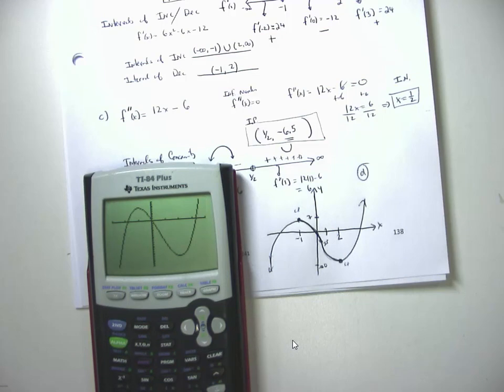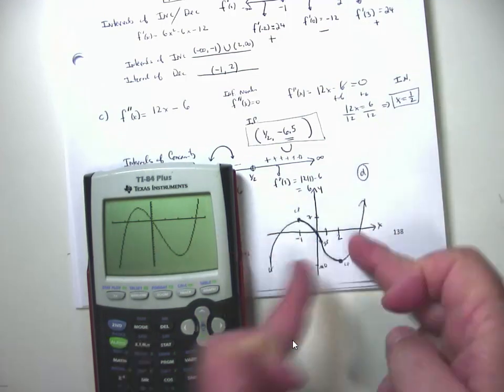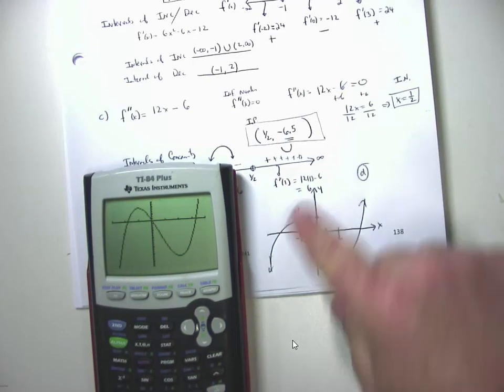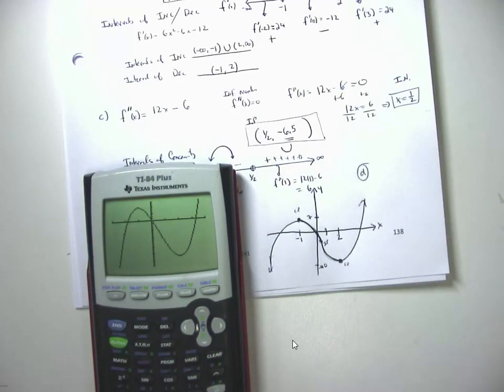And then I kind of scale it according to my picture, and I should see the exact same picture. I'm very happy with this graph. But this is a general sketch. That's all we want. Does that make sense?